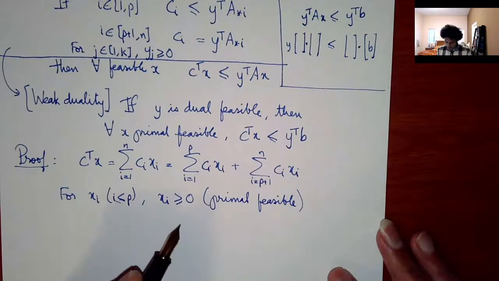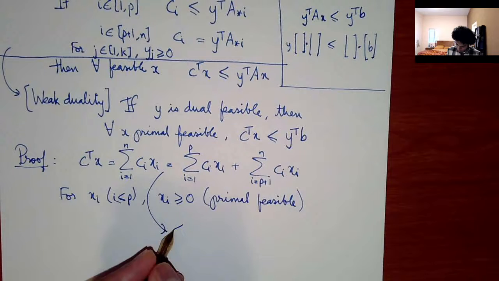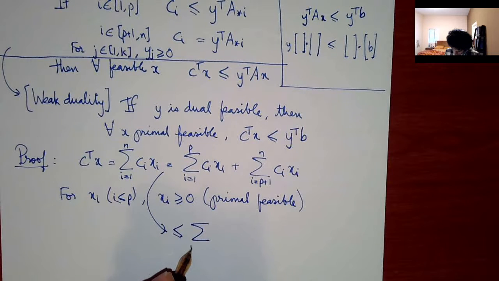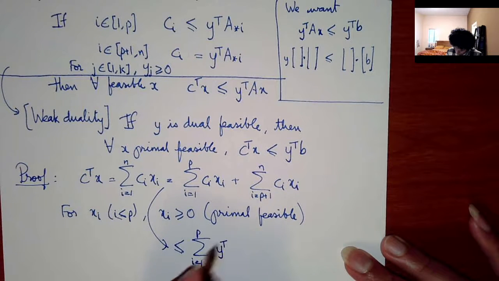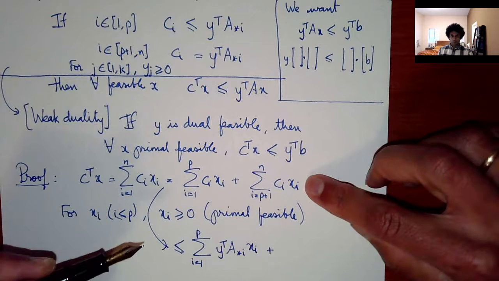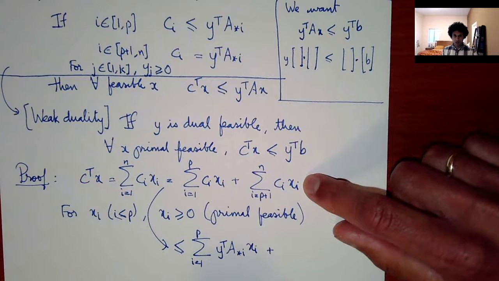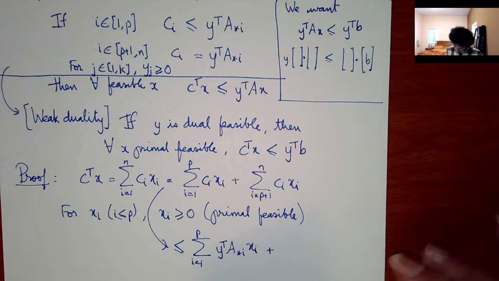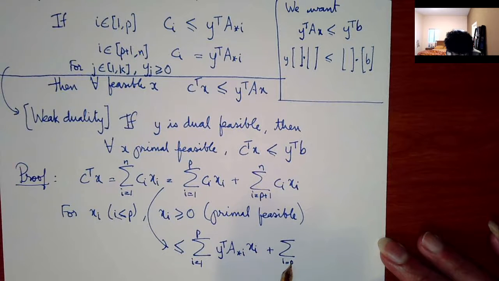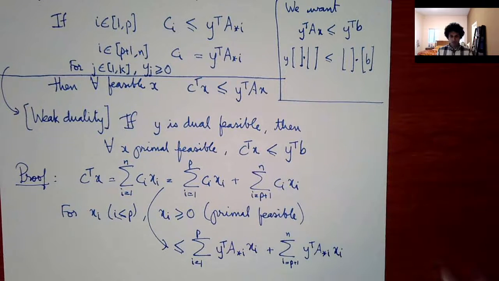And so for i less than p, xi is greater than 0. So let's go over here. So we can basically upper bound c transpose x using the primal constraints. We can say this is y transpose A star i times xi, plus, for the other parts, we actually have equality. ci is actually equal to this. So we can simply write that out: the sum over i going from p plus 1 to n of y transpose A star i xi. Okay, so we've done this upper bounding here.